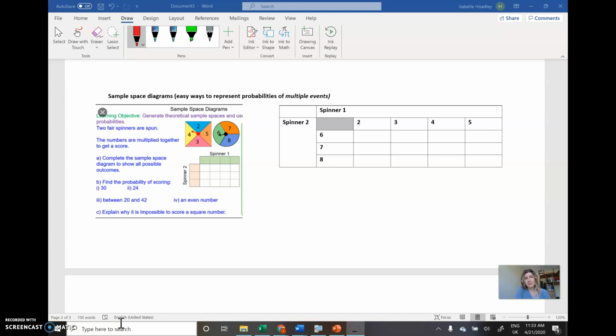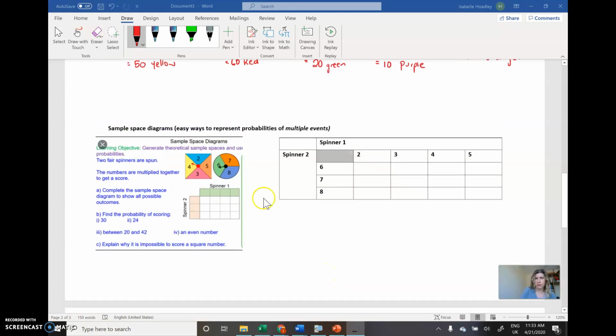So when we're talking about a sample space diagram, it's really just a table that shows you all of the outcomes that you can have when you're looking at two things happening in the same probability. So when we were talking about that two coins with the heads and tails before, I'm just going to do it up here, okay? We can represent that as a table to make it nice and easy to find how many outcomes there are altogether.